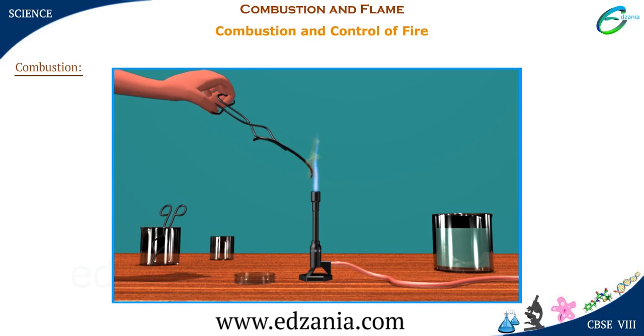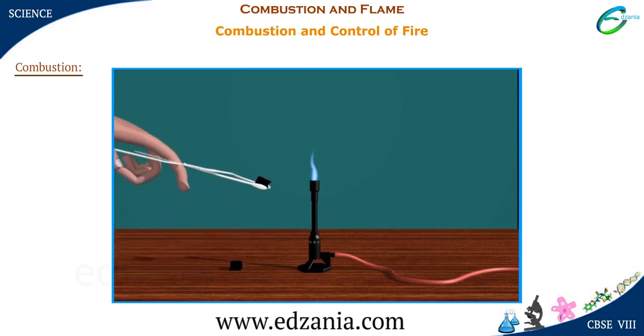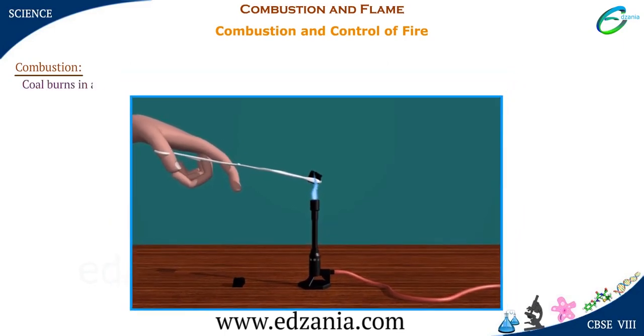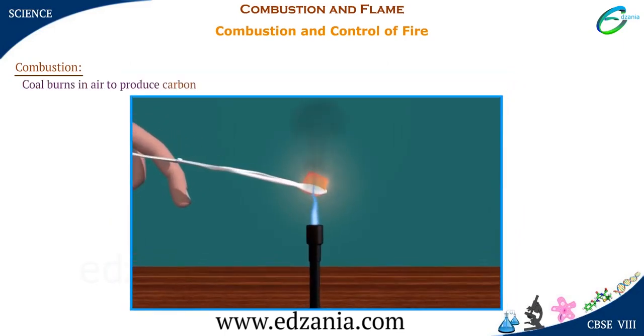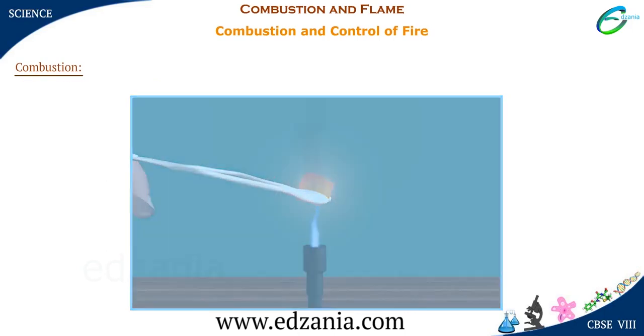Now let us perform the same thing with coal. Take a piece of coal with a pair of tongs and hold it over a Bunsen flame. Coal burns in air to produce carbon dioxide, heat, and light.